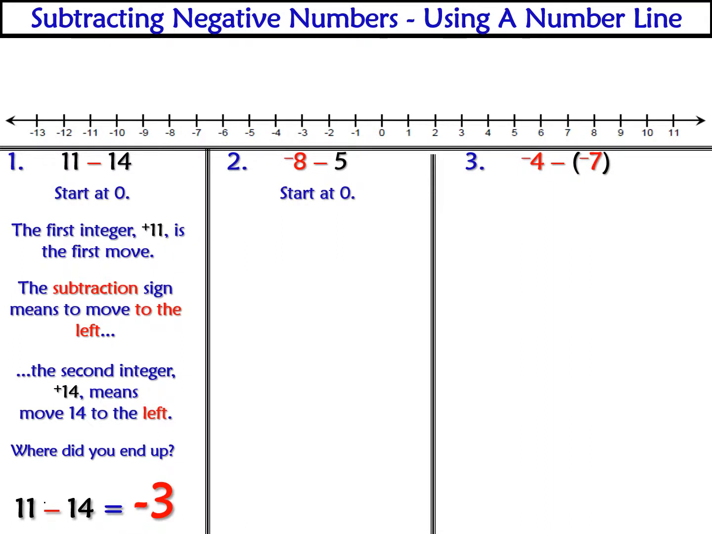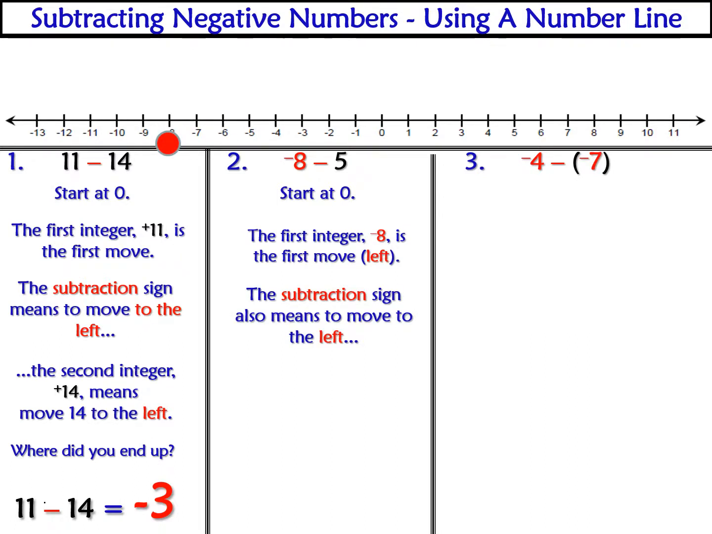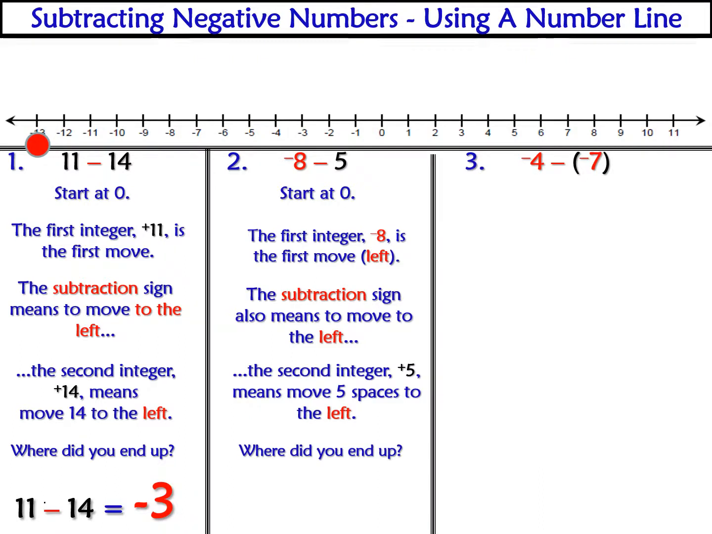For example 2, again, we're going to start at 0. We're going to do whatever the first integer tells us to do. And then, since it's subtraction, we're going to move leftward again. How many spaces? We're going to move 5. So now we're going to go 5 more spaces to the left. Where'd we land? Negative 13. Last one.